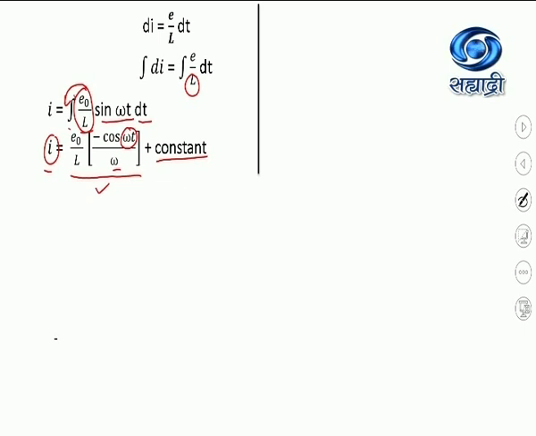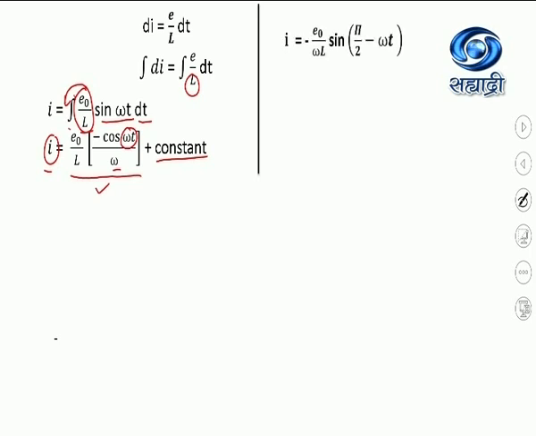And the next term is constant. Constant means it should not vary with time. Now how is it possible that the second quantity will not be time varying and it will be constant? It is not possible, and that's why the constant of integration in this case has to be 0.